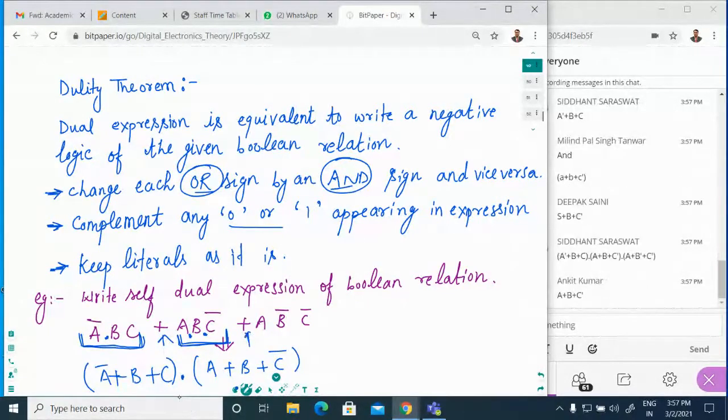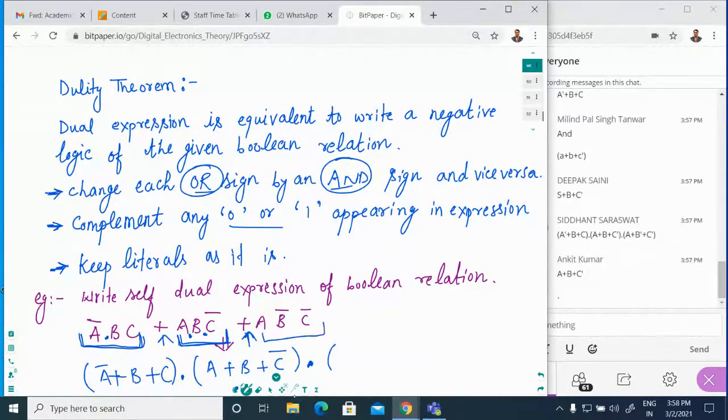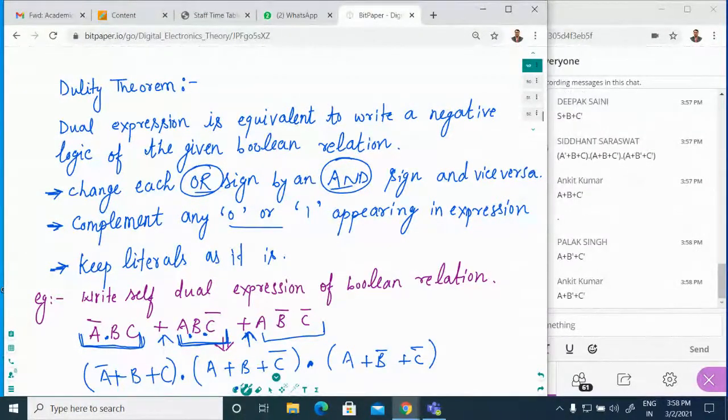Then again this OR operation is present. You have to convert this OR into an AND operation. So how can you convert? You can place the dot operator right here. Then again this is the expression, and you have to change this expression. You have to use B bar also. So A plus B bar plus C bar. So this is the output for your expression.